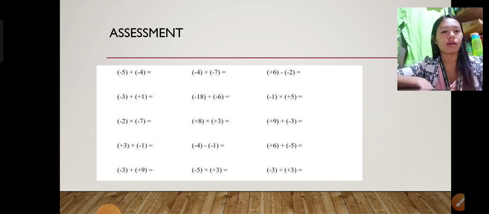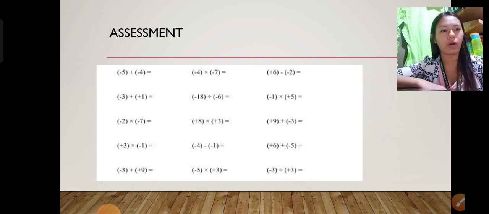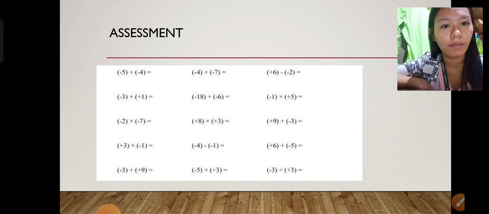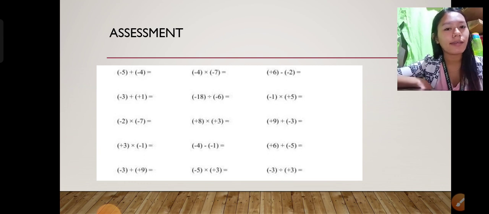Okay. Who wants to answer this second problem? Okay, Rex. Okay, very good. The answer is negative 2. Okay. Then the next is negative 2 times negative 7. Okay, since it is the same sign or like sign, our answer is also positive because they are like signs. That is the rule of the multiplication of integers.